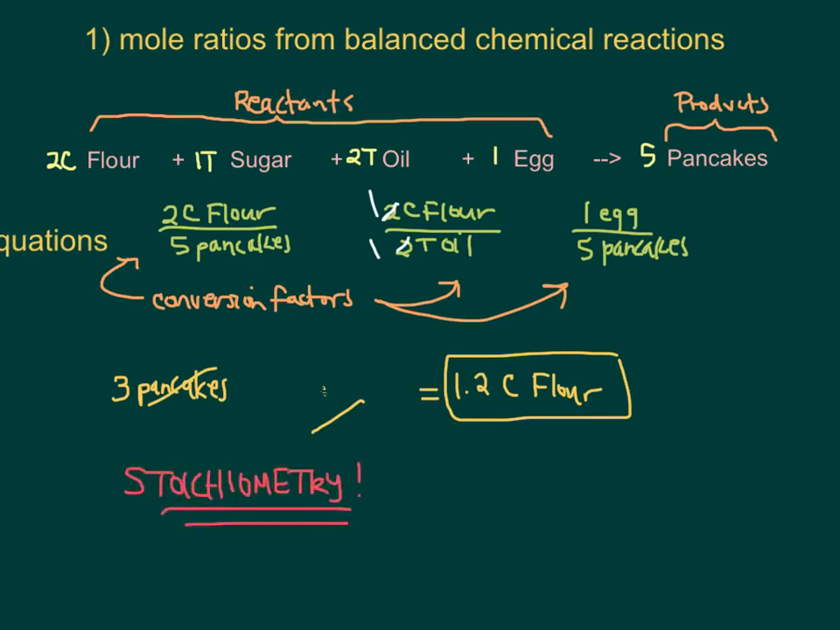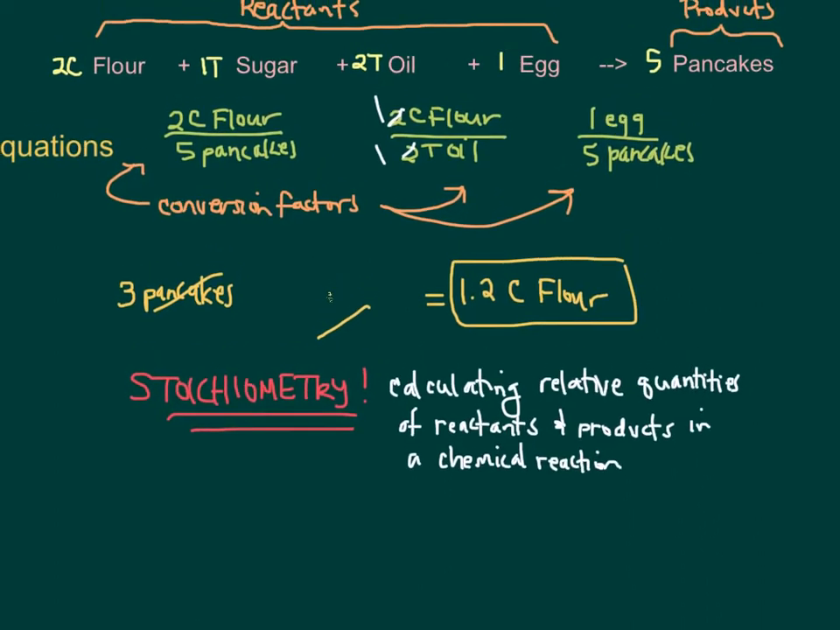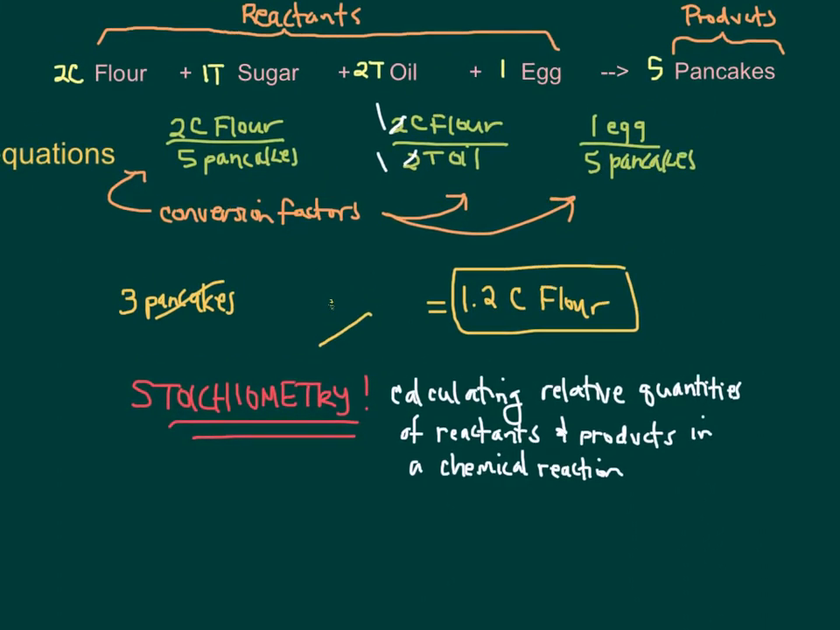What you have just done is some stoichiometry. Stoichiometry's definition is calculating relative quantities of reactants and products in a chemical reaction. You just did that. You used the relative quantities of flour to pancakes from your chemical reaction up here to determine how much flour you would need if you only wanted to make 3 pancakes. So let's do some more stoichiometry with this reaction.